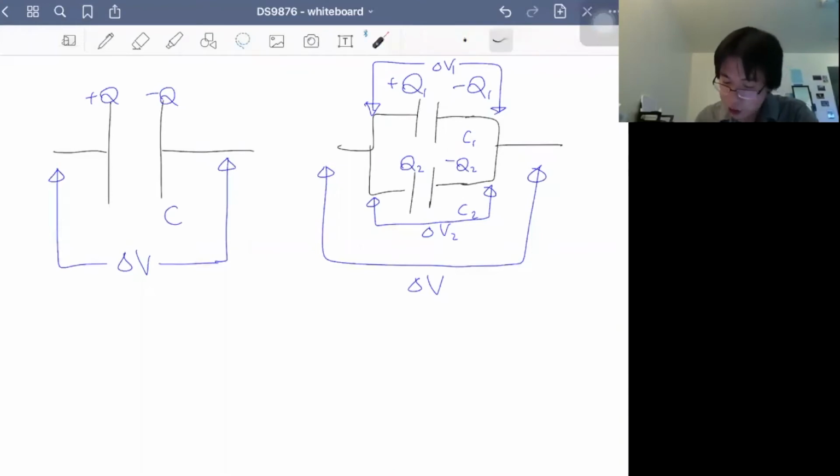You can tell that V1 has to equal V2 because your V1 is the difference between these two points. But these two points are exactly the same as these two points, right? I should say this point is the same as this point, right? If you have an ideal wire, there should be no potential difference between here.